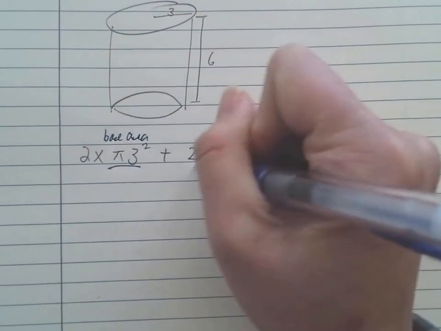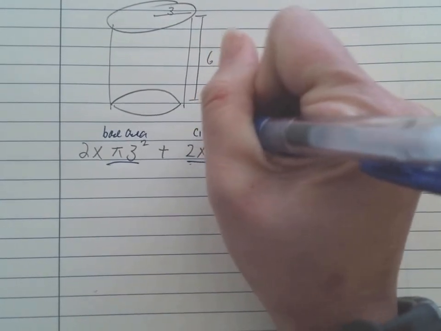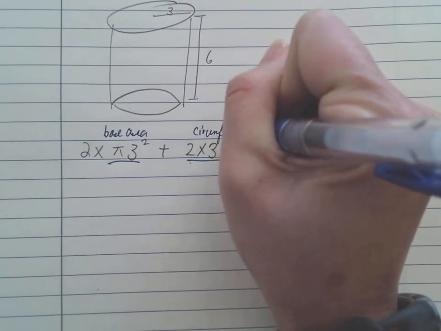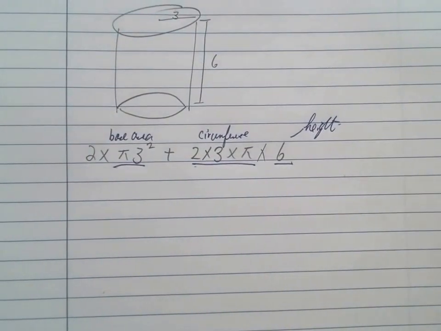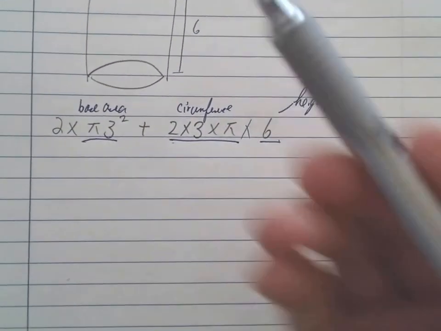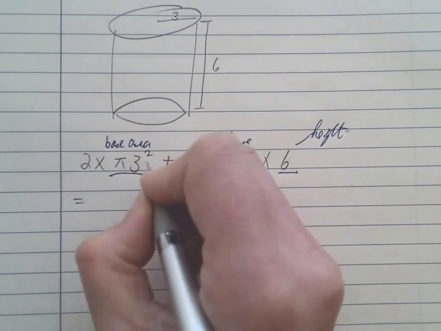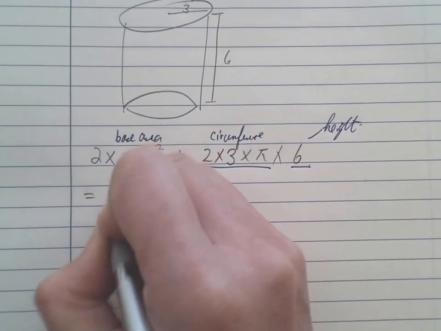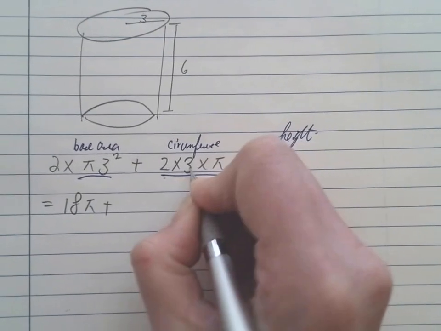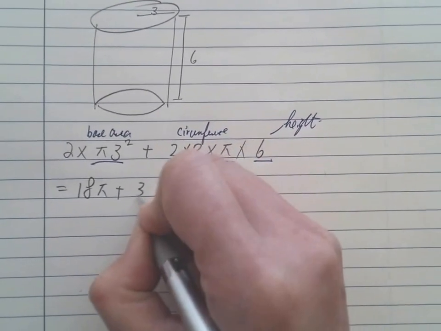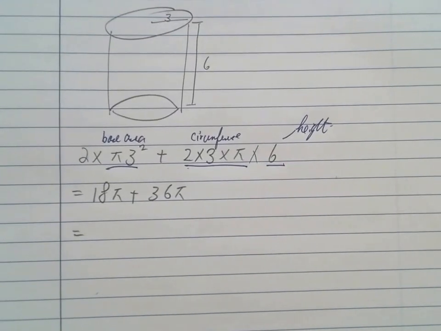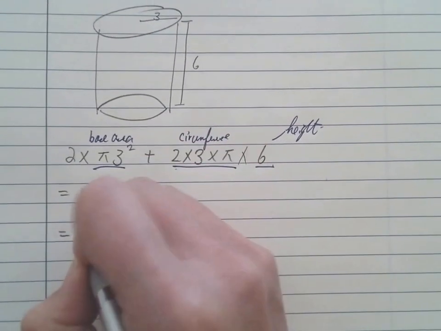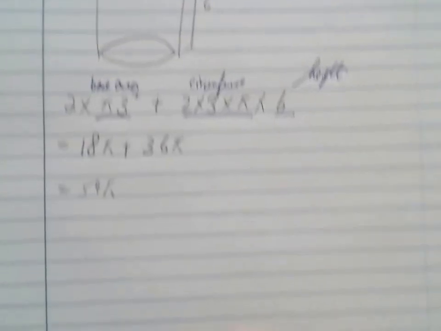Alright, so let's label that again. Base area, circumference, height. And then since we have the pi, we can simplify it first. So 9 times 2 is 18 pi, plus 2 times 3 is 6, times 6, so it's 36 pi. So at the end, we get 18 plus 36 pi, which is 54 pi. That is our exact value.